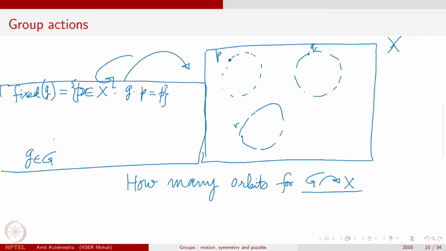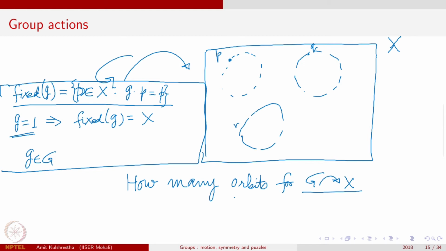For example, if G is identity, then by definition of action itself, everything is fixed. 1 dot P is equal to P. That's the first axiom in the definition of group action, right? So when G is identity, everything is fixed. So fixed points are quite interesting. Those points which are not moved by a given element in a group.